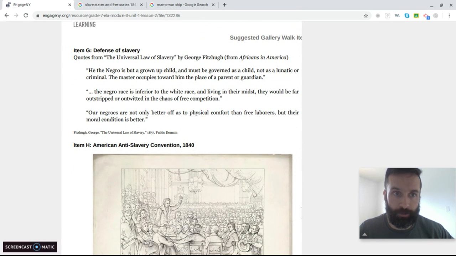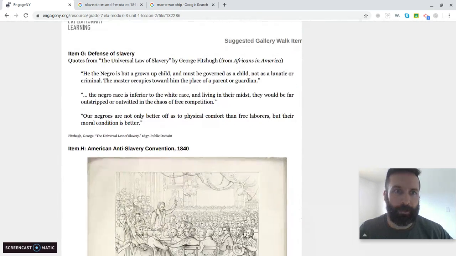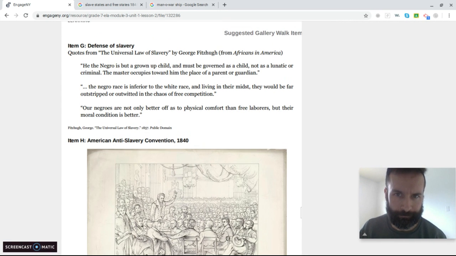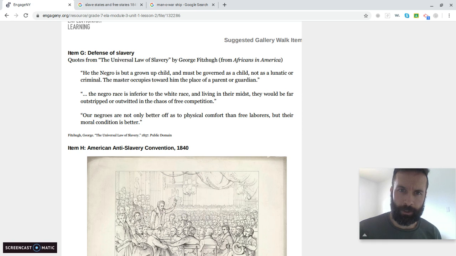And our last two items here, I believe the last two. Yeah. Item G, the defense of slavery. Quotes from The Universal Law of Slavery by George Fitzhugh, from Africans in America.